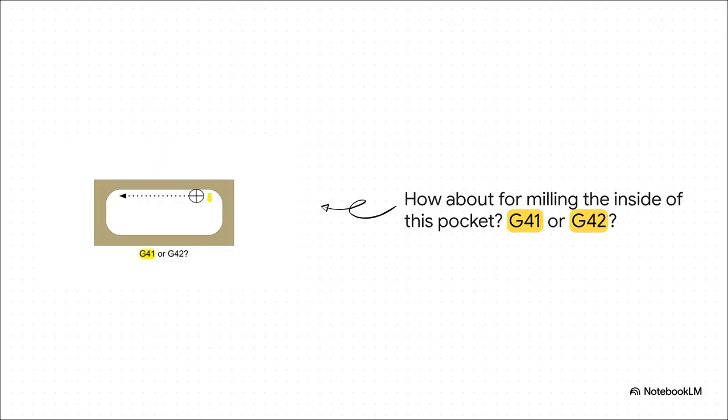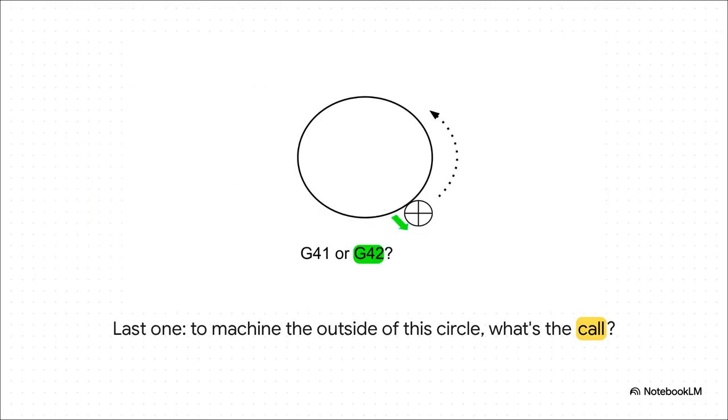Okay, round two. Now we're milling the inside of a pocket. Look at the arrow. What's the code? Well, in this case, the tool is to the left of the wall we're cutting, so the correct answer here is G41.